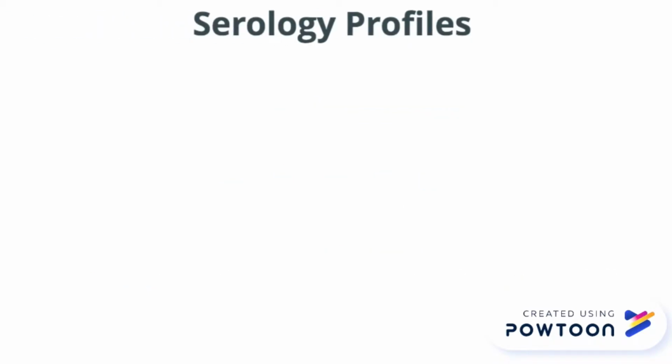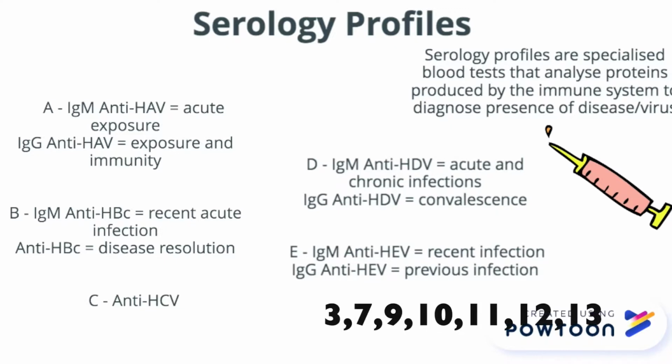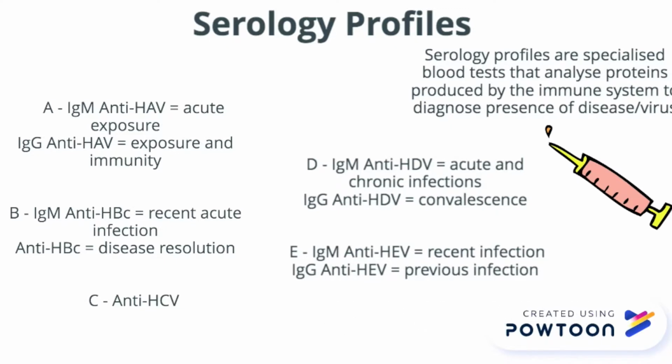But how do we diagnose which a patient is infected with? Well, this comes down to a basic serology profile. All types can be detected by their respective antibodies, but specific immunoglobulins, such as IgMs, can also be detected in some cases, such as with A, B, D, and E, to highlight recent infections.